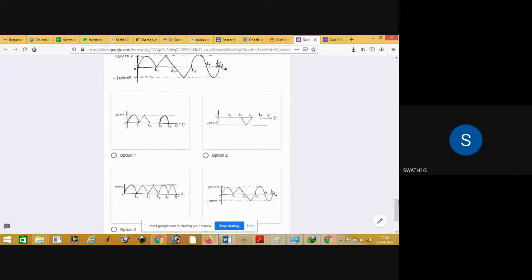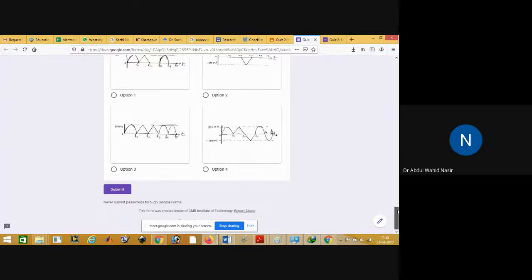Sir, option 2, but it should conduct even from T4 to T5. Exactly. T4 to T5 I have missed in the waveform while drawing. So option 2 is correct actually. You are right. Clear? In this option we should have T2 to T3, and T4 to T5, the waveform is missing. So for this question, everyone will get the grace marks. Everyone will get the 1 mark. Clear?